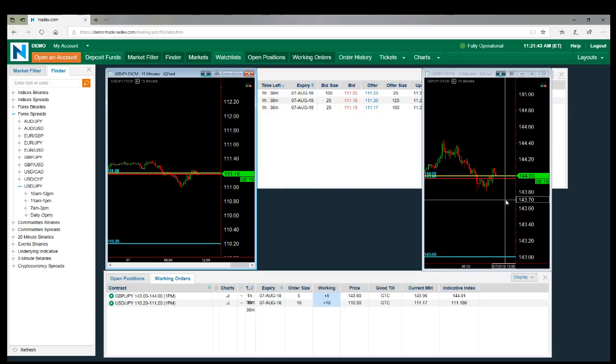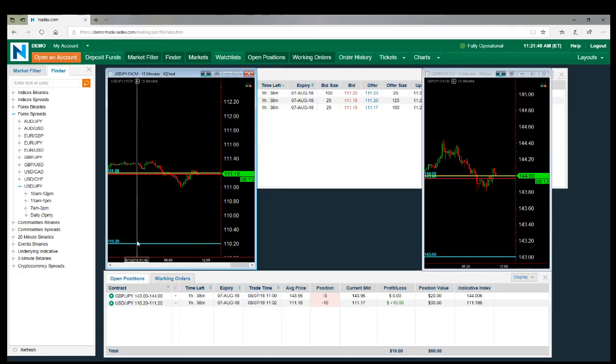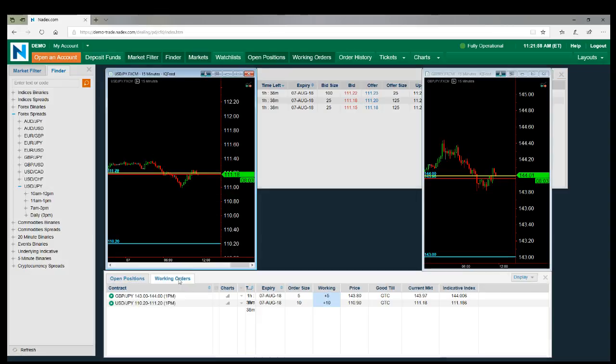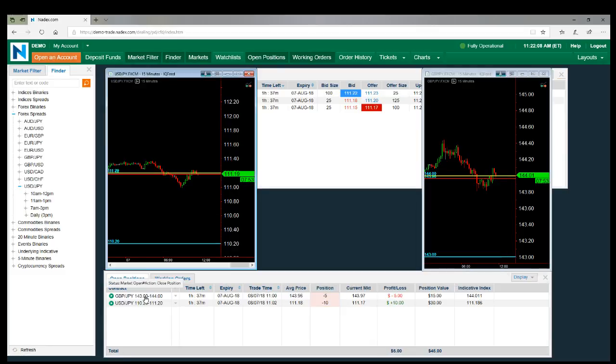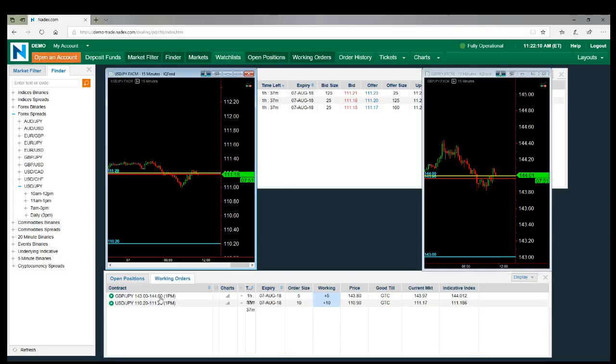Now, one thing to remember, let's say for whatever reason you wanted to exit the British pound yen, maybe it was moving against you. If you have placed a working order, use the working order. Do not click on your open positions, because if you do, your working order remains and you will end up in another position. And that's why you don't want to do that.